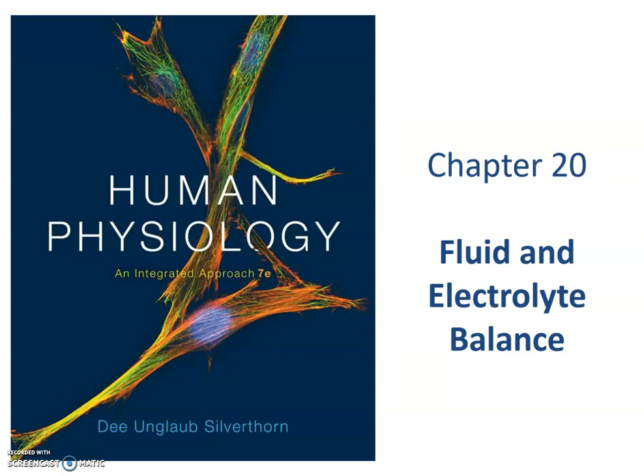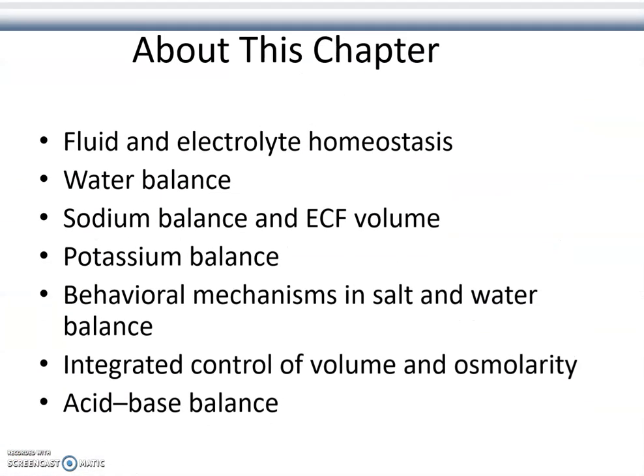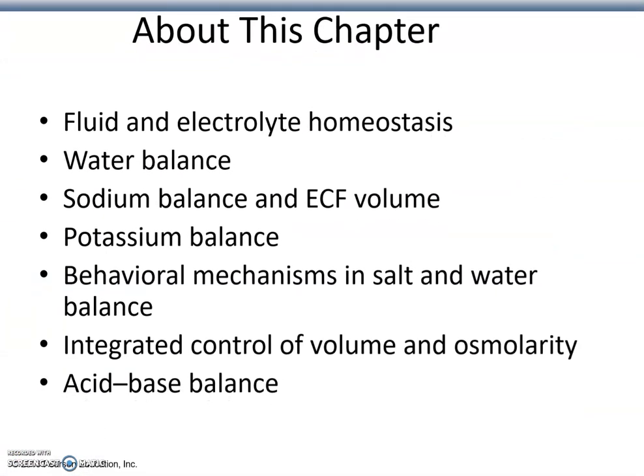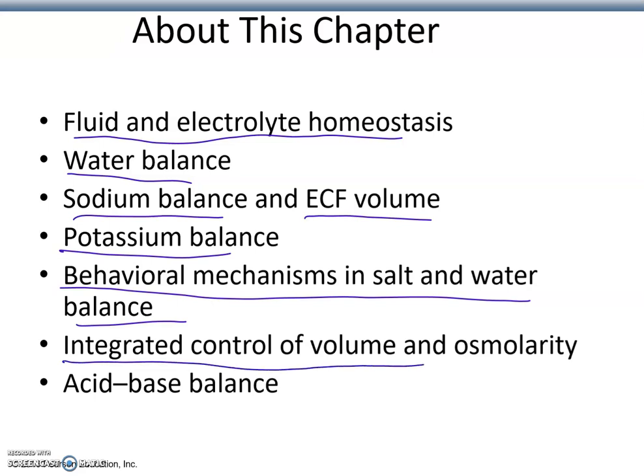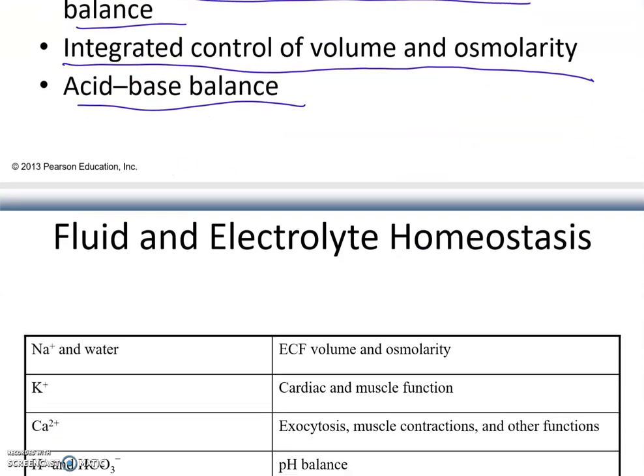In this chapter, we'll be taking a look at fluid and electrolyte balance as well as acid-base balance. So we will be taking a look here at fluid and electrolyte homeostasis, which is mostly the water balance, and then sodium balance, extracellular fluid volume regulation, the potassium balance, behavioral mechanisms, and salt and water balance, and an integrated control of volume osmolarity as well as acid-base balance.